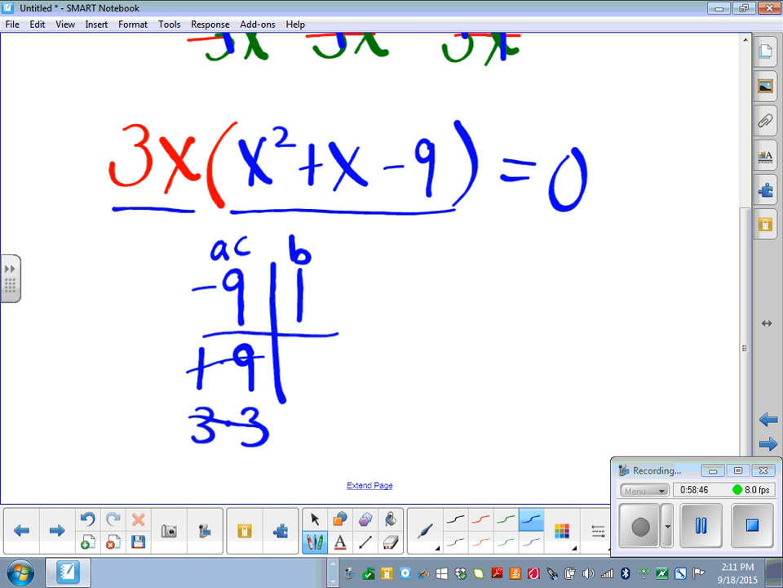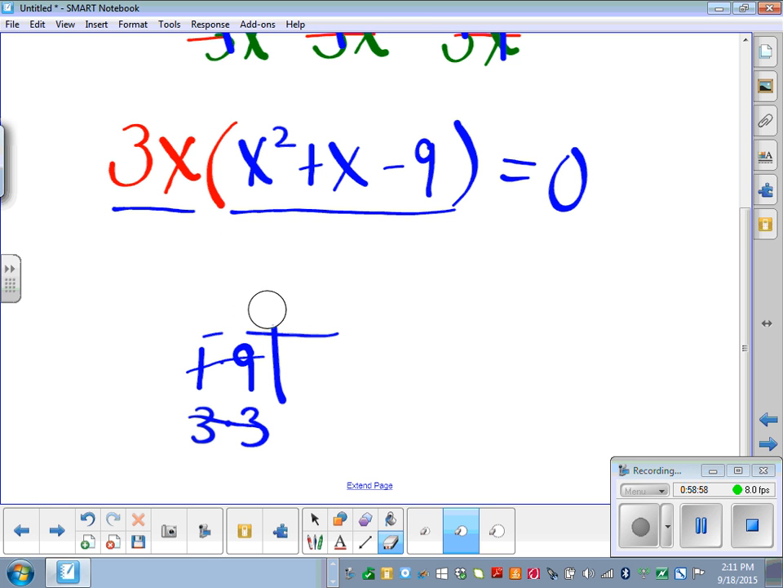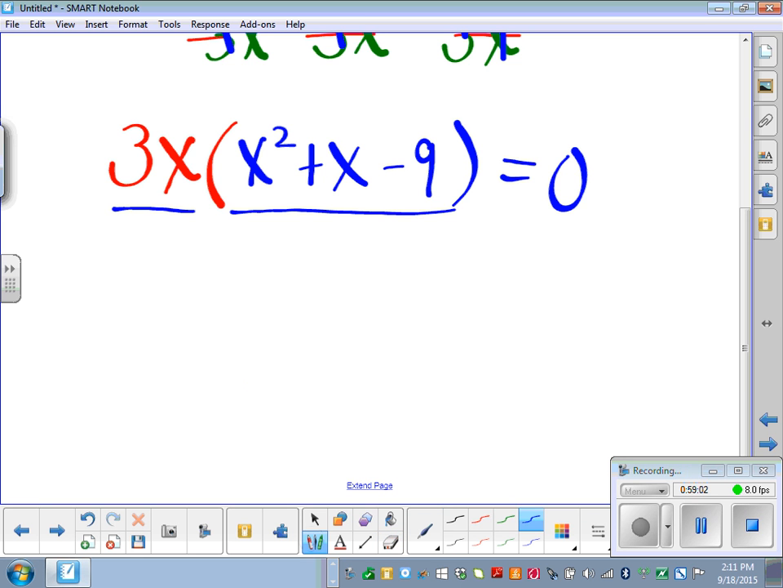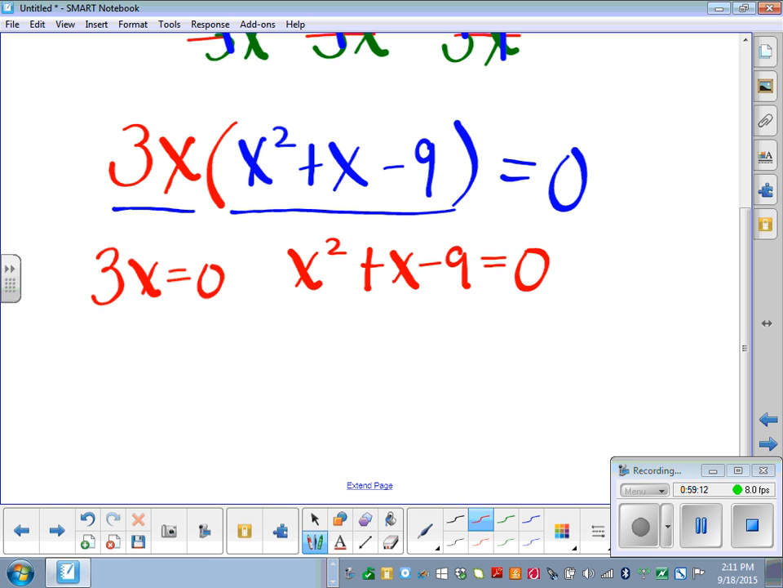Let's see, does it say find the roots, real or imaginary? Okay, so this is 21. Okay, so now remember we can't solve a quadratic by factoring if it's not factorable, but we can still solve the quadratic. So just don't forget that. Right here we'll set 3x equal to 0. We'll set x squared plus x minus 9 equal to 0.